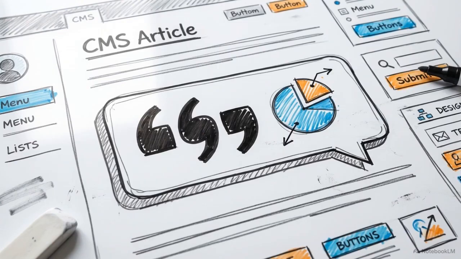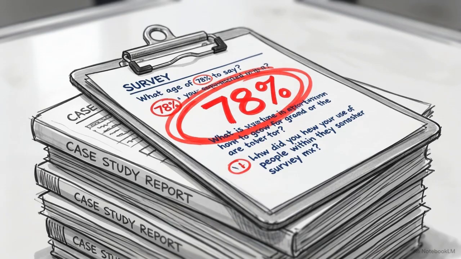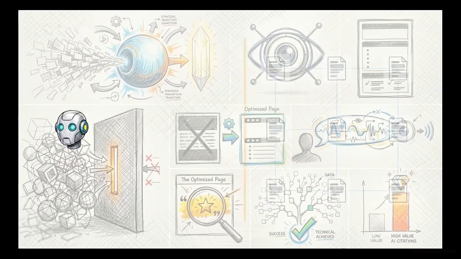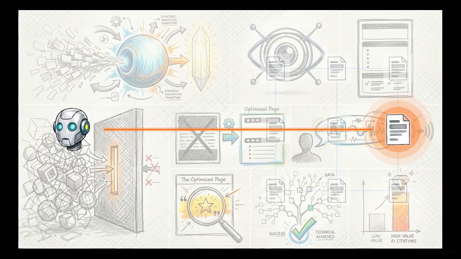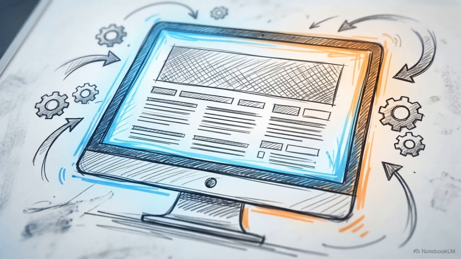In this example of a CMS interface, you can see how to fix this. Inject at least one piece of exclusive data into your article, a unique statistic from your own research, a mini case study, or a first-hand quote. Since the RAG system cannot find that original data anywhere else, it is forced to cite your page as the primary source of truth.